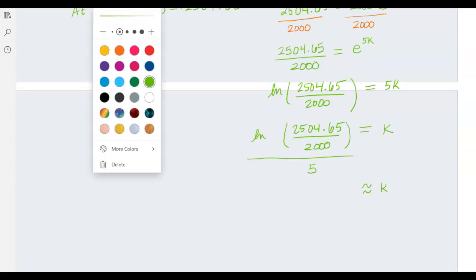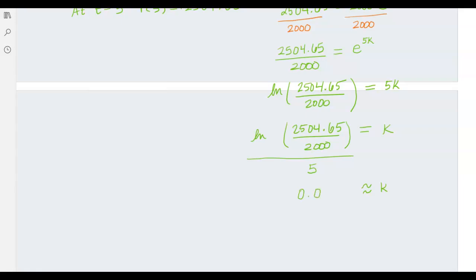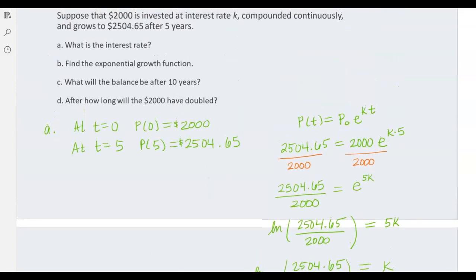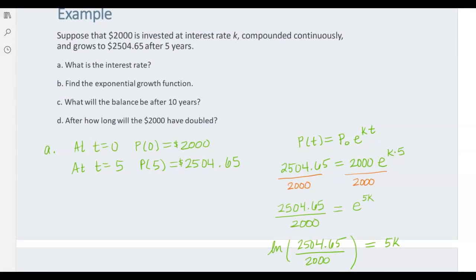And it turns out that the decimal number that you get is 0.045, which as an answer would be 4.5%. In our equation, we're going to write the decimal version like this, because part B of this problem is asking us to write the growth function. So our interest rate is 4.5%, but our function is going to be P of t equals 2,000 e to the 0.045 times t.